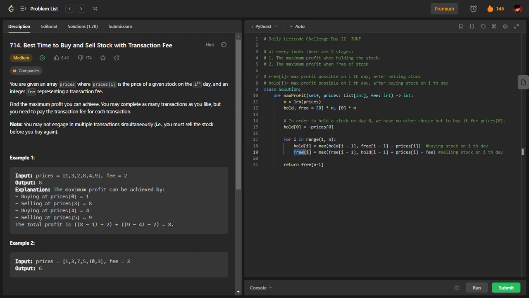And remember, to sell a stock, I should hold it first. That's why we're taking the previous index of the hold. And similarly, to buy a stock, we should be free first. We cannot buy two stocks at a time. One should have been sold before buying the second one. That's the basic idea. That's why we are taking the i-1 index of the free in this case, and in this case we are taking the i-1 index of the hold. So I hope the solution is clear to you.